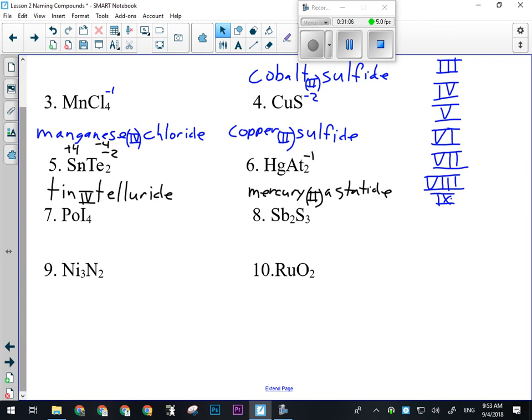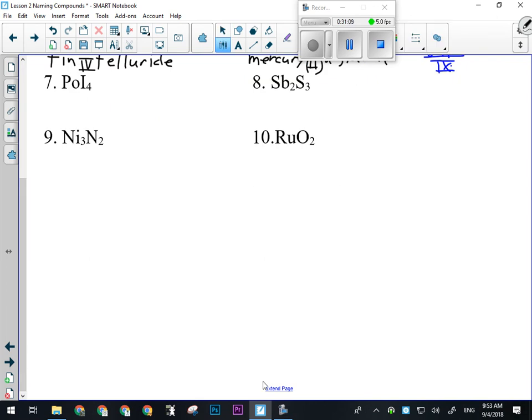So for number 7, PO is polonium. Oh, what did I just put there? A capital. I can't remember the last time I did that. Polonium, and with iodine, so it'll be polonium something iodide. This one's pretty easy. It's going to be polonium 4, right? Because every iodine is a -1. So this is polonium IV iodide.